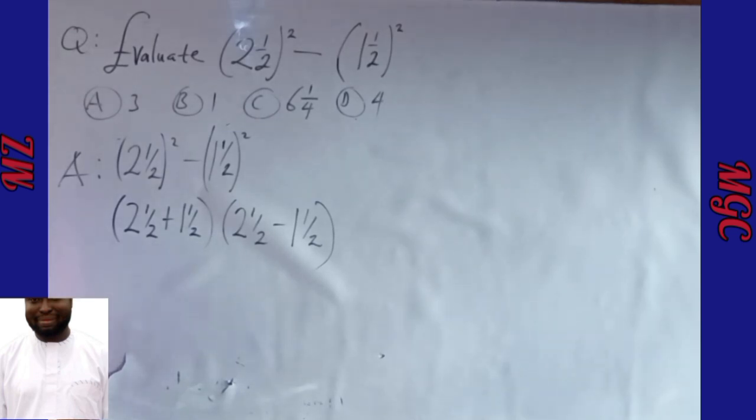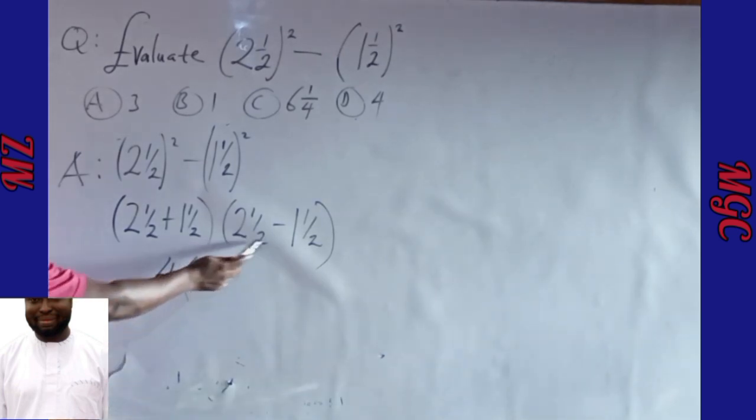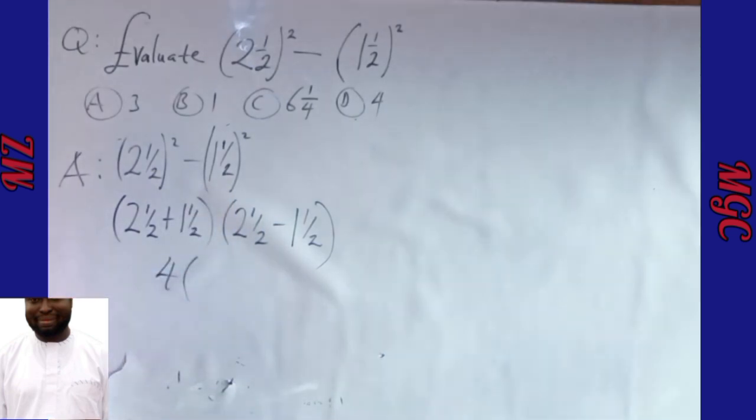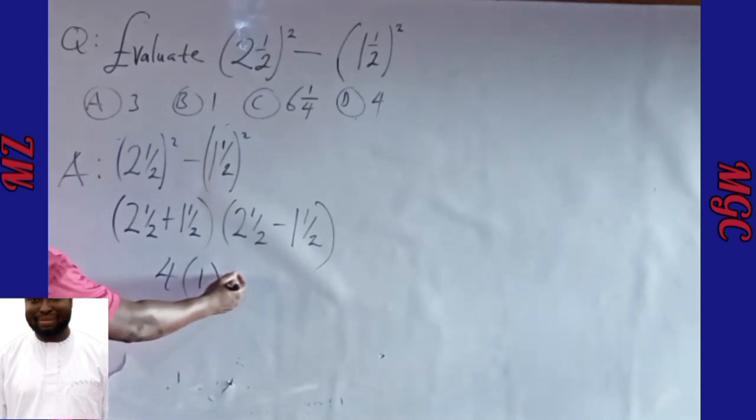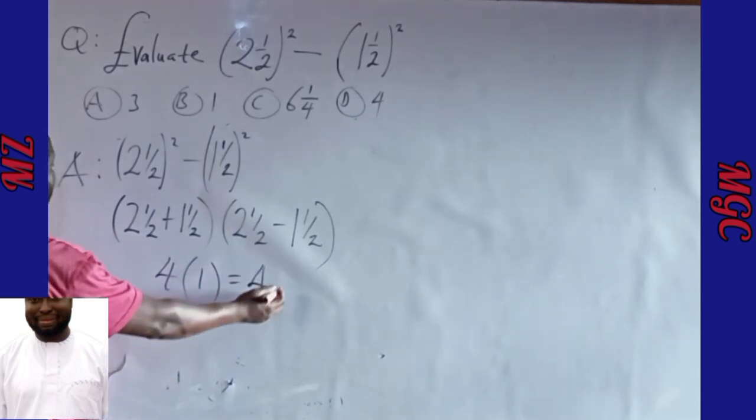2.5 plus 1.5 will give us 4, because 2 plus 1 will give us 3, and half plus half will give us 1. 1 added to the 3 will give us 4. Then you will now multiply by the difference of the two fractions. So 2.5 minus 1.5 will give us 1, because 2 minus 1 will give us 1, and half minus half is what? 0. So we multiply 4 by 1 to get the answer. So 4 multiplied by 1 will give us 4.